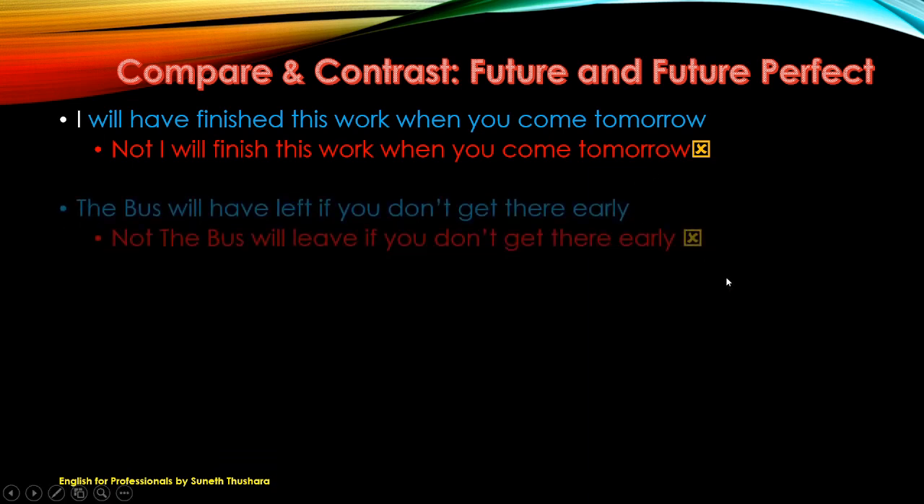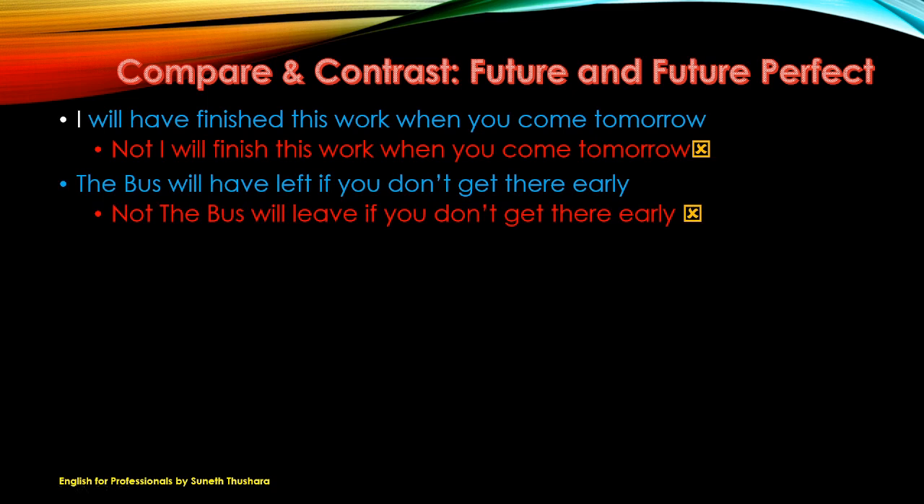The bus will have left if you don't get there early. Not, the bus will leave if you don't get there early. What is the difference? Okay. So in the first sentence, I am telling you if you don't get there early, when you go there the bus will have left, there will be no bus. But if you say the bus will leave if you don't get there early, that means only if you don't get there early, the bus will leave. So that is not the proper meaning.